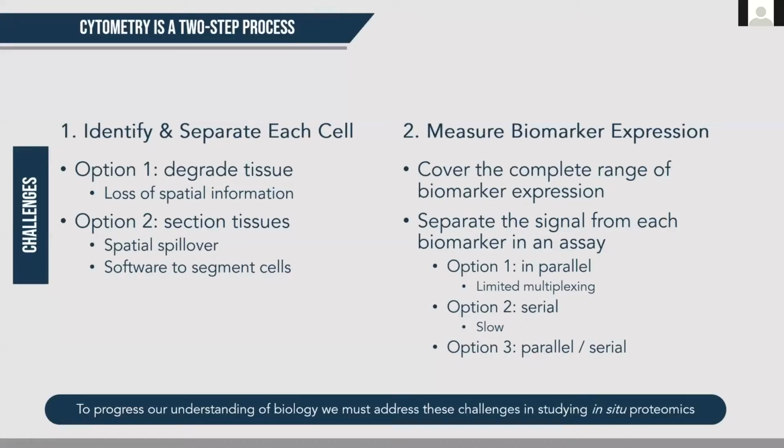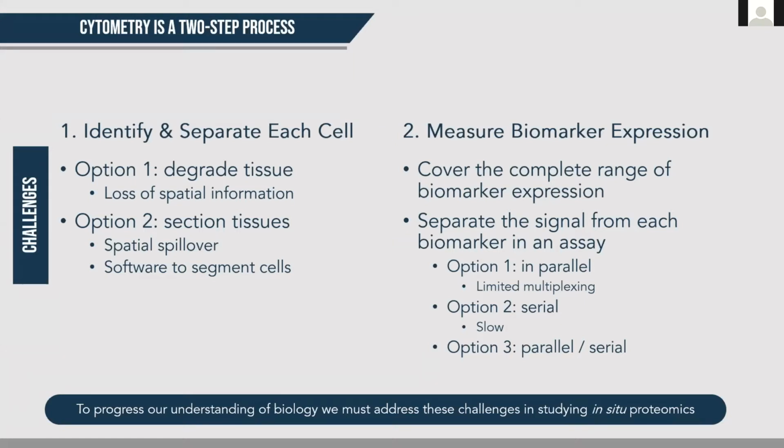But before I dive into the details of the technology, I just want to take a step back and think about what cytometry is at its core. Of course, this isn't news to anyone on this call, but it's good to think about what cytometry is at its basic, and where the challenges are in the main steps of this. So the first step in any cytometric measurement is to identify each cell and separate all the cells from one another in a given sample. And then the second step would be to measure the biomarker expression of all the targets within that sample.